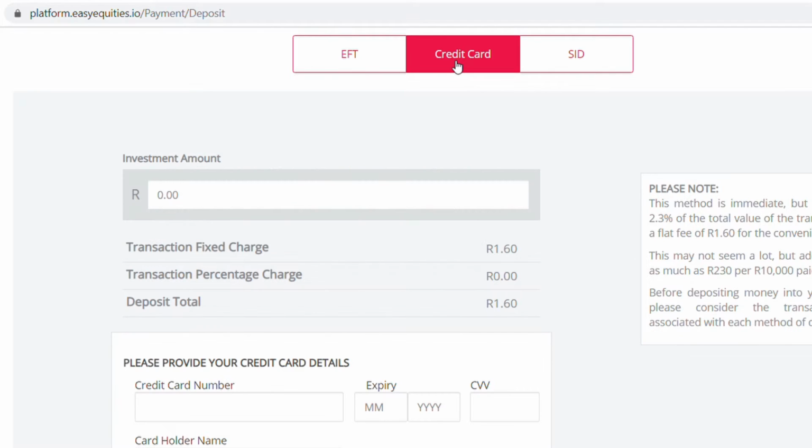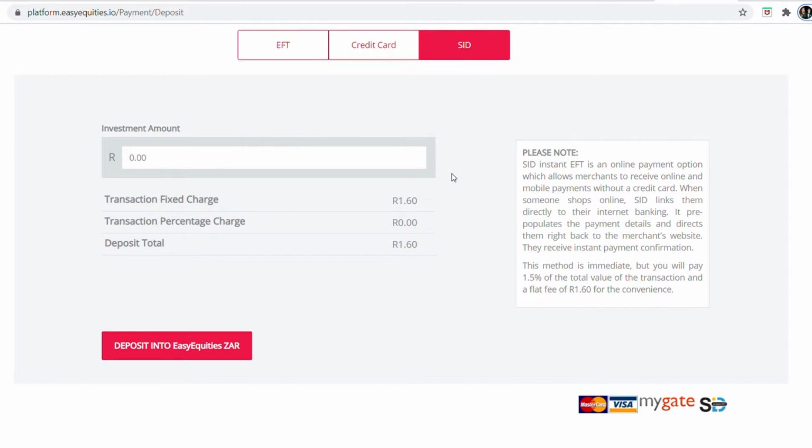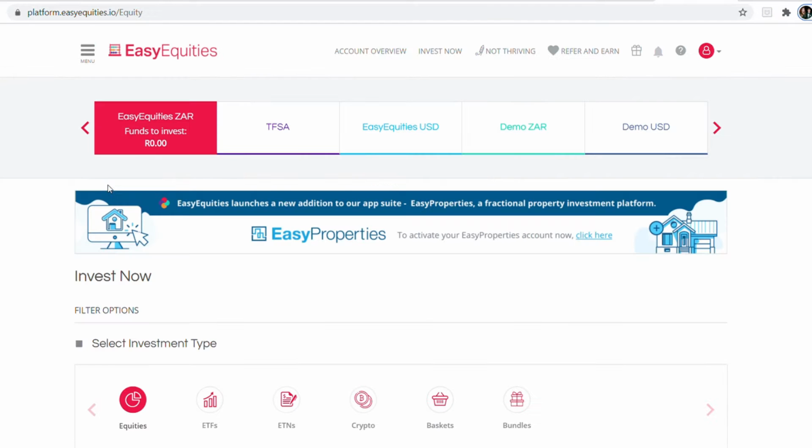In addition to the EFT, you can also make a credit card payment, straightforward: enter the amount you wish to fund your account with, as well as your credit card details. Simple stuff. And we also have the SID functionality if you have that working on your internet. So those are the 3 ways you can fund your account. Let's get back to the account page.